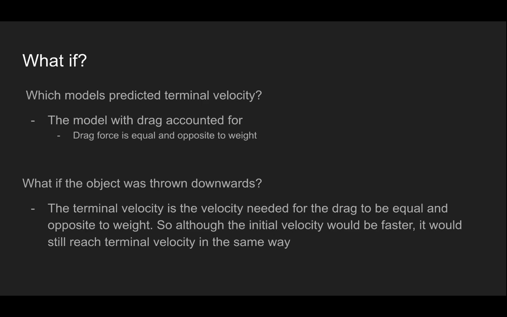So some what ifs. Which models predicted terminal velocity? The model with the drag being accounted for predicts terminal velocity, as the drag force is just when it is equal and opposite to weight, which is found from when you're calculating the drag in that computational model. So if the object is thrown downward, we can see that terminal velocity is just the velocity needed for the drag to be equal and opposite to its weight.